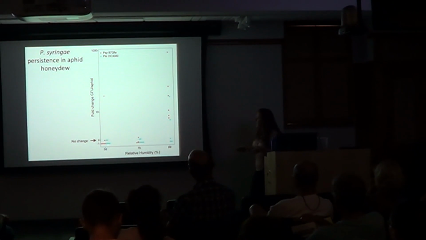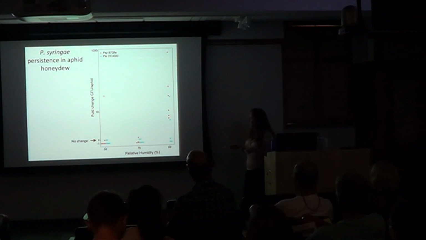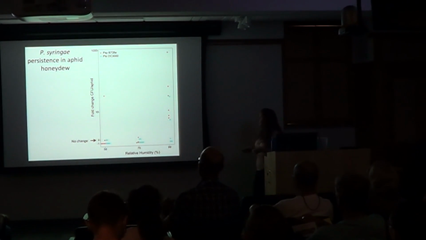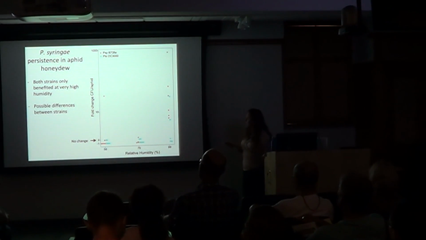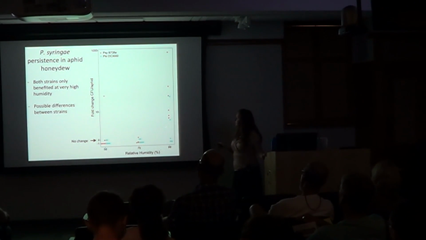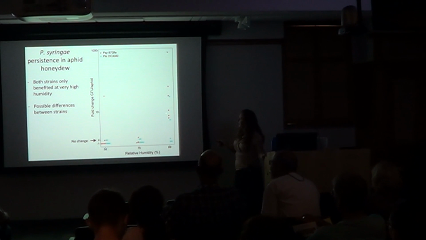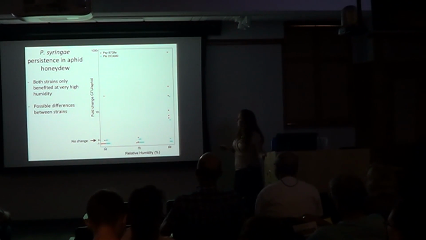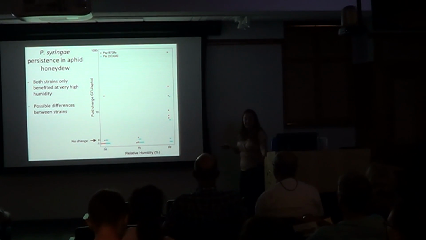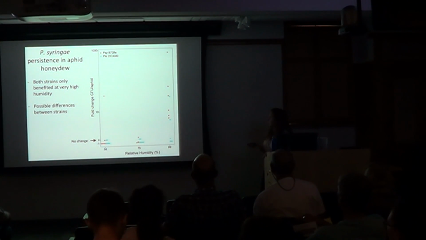So you can see that at 50 and 75% humidity, the bacteria don't tend to do very well in the honeydew, actually. And it's not until you get up to 99% humidity that you actually see some growth. So at very high humidities, potentially honeydew might be a beneficial environment. There may also be differences between the strains. B728A had a higher mean than B3000, although there's a lot of overlap here, and I don't know if that would hold up when we have more data.